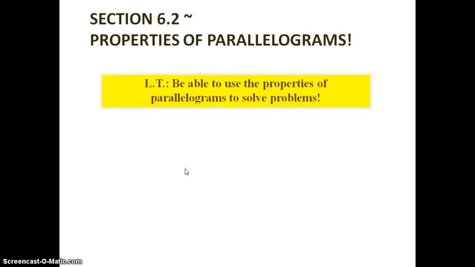Hi class, this is section 6.2 Properties of Parallelograms. Our learning target for today is that we will be able to use properties of parallelograms to solve problems. So first let's do a quick review of always, sometimes, and never.